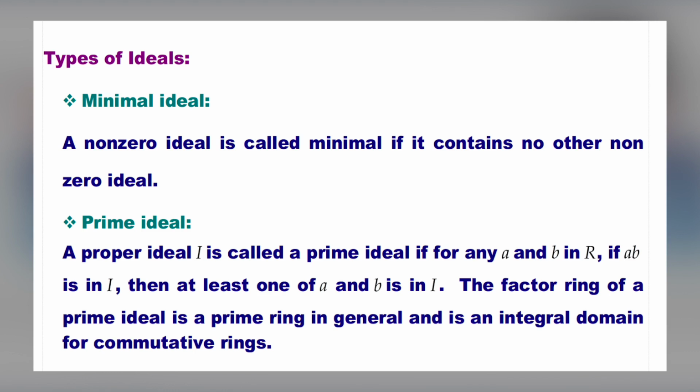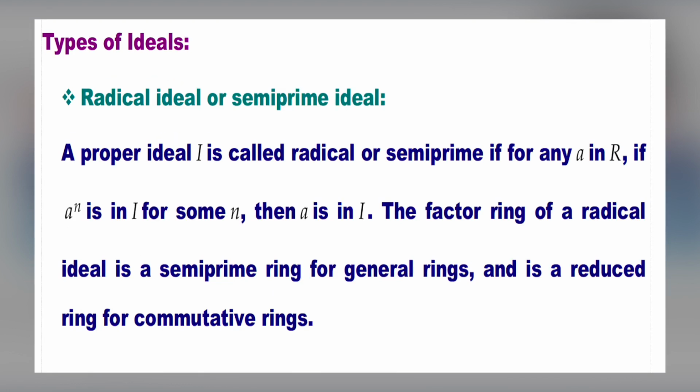Next is prime ideal. A proper ideal I is called a prime ideal if for any a and b in R, if ab is in I, then at least one of a and b is in I. The factor ring of a prime ideal is a prime ring in general and is an integral domain for commutative rings. Next is radical ideal or semi-prime ideal.